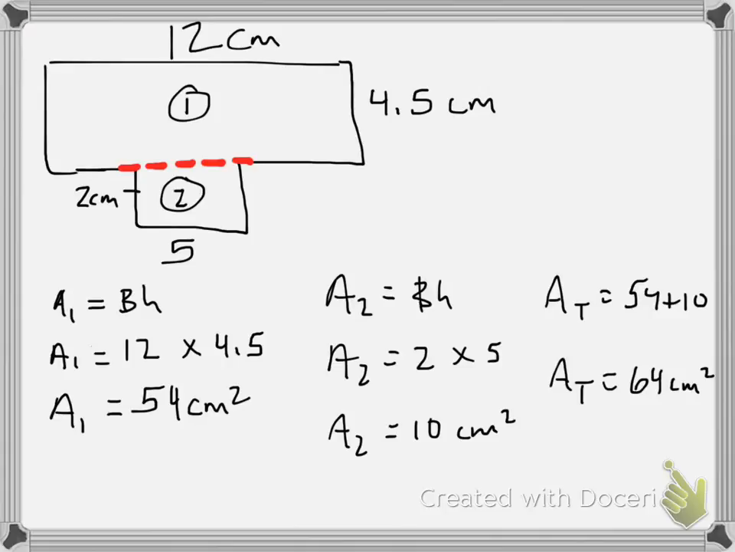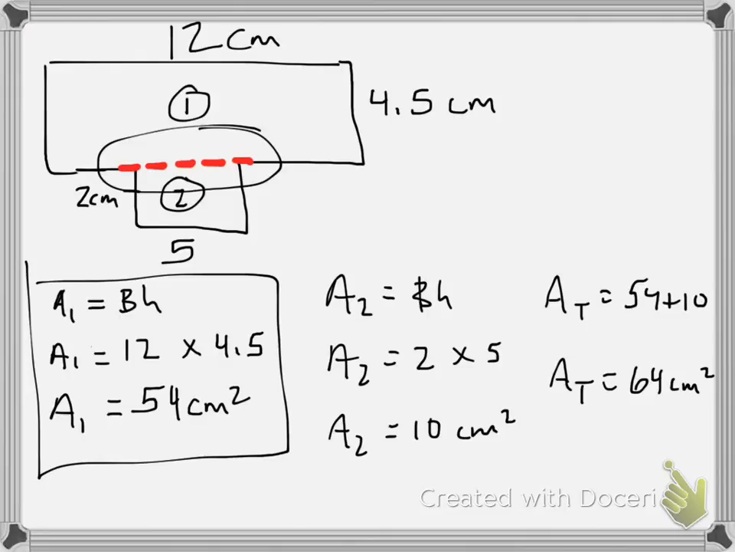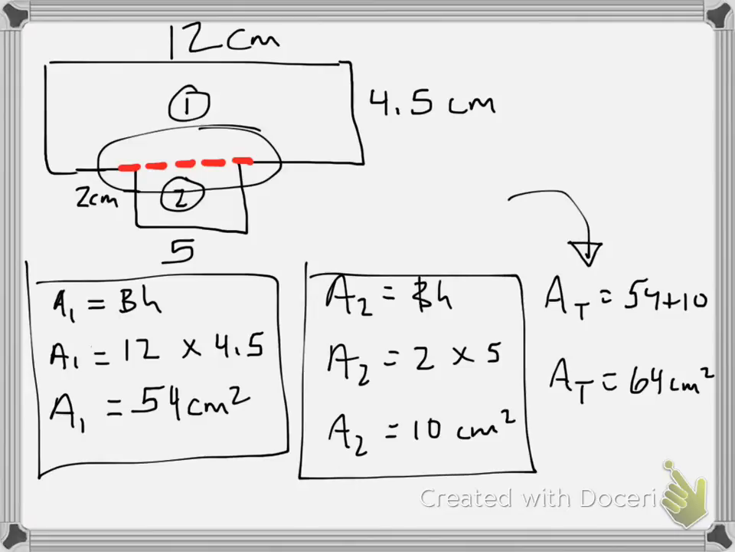centimeters squared. So again, the first thing that we had to do was find how we wanted to break this up, how we can split it into two simpler shapes. Then we found the area of the first one, then we found the area of the second one, and then right here we just added those together to get our total.